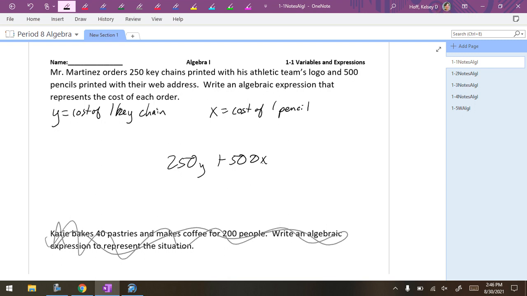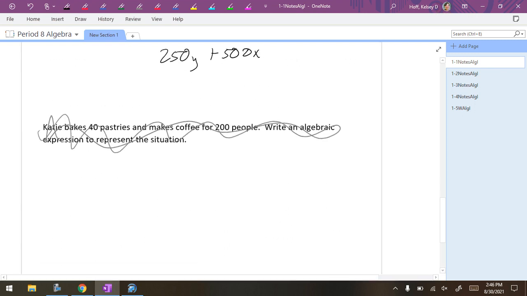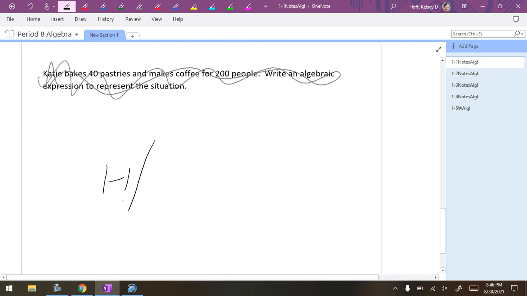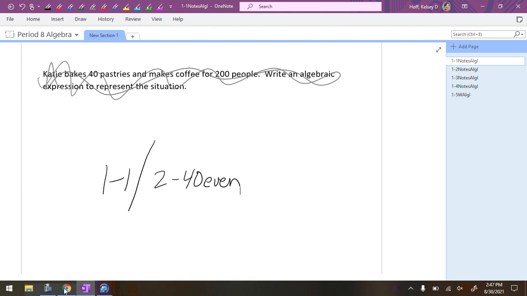Okay, so at the end of every set of notes, at the bottom of your notes, I will always write for you 1-1 with a slash. So chapter 1, lesson 1, you are going to do problems 2 through 40 even. Now this seems like a silly question, but what do I mean when I say even? Even numbers. So 2, 4, 6, 8, and so on. Okay, now, when you're in my room, you're going to grab a math book. But if you don't get this done in class, you're going to have to reference your stuff at home.